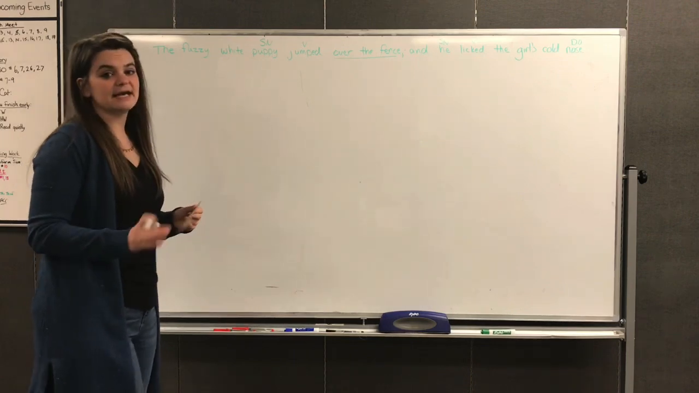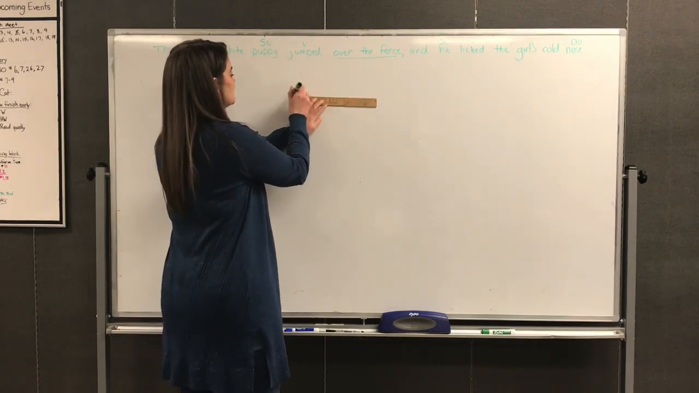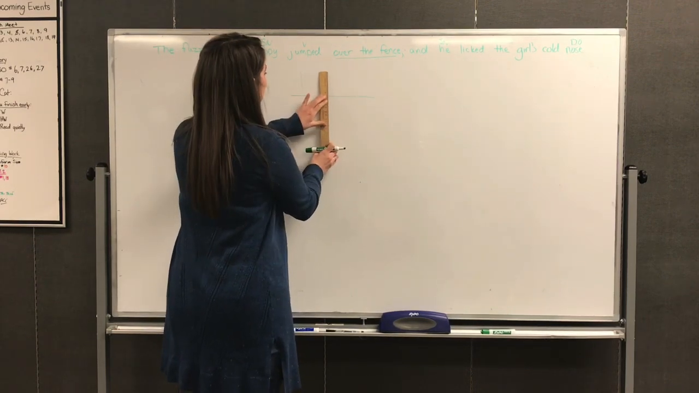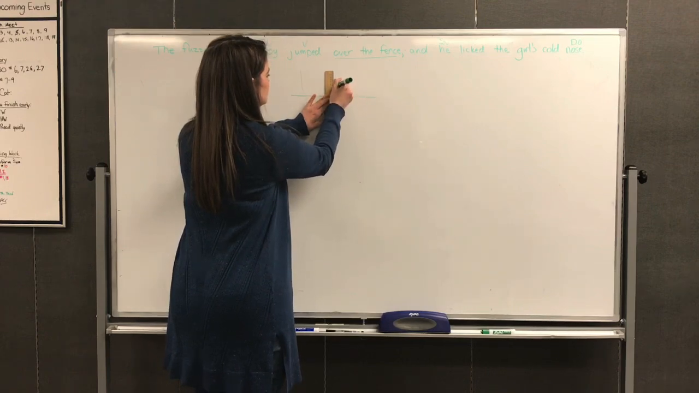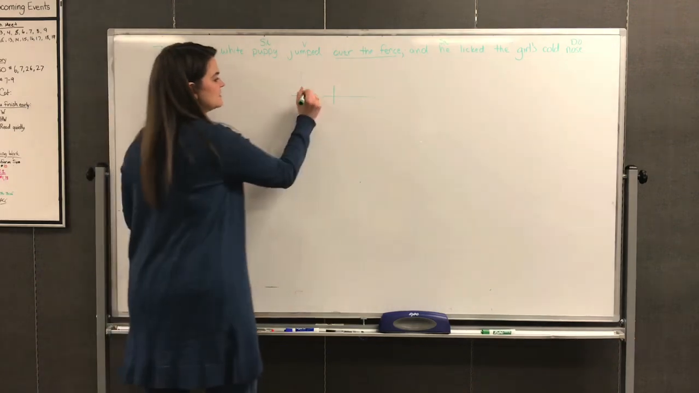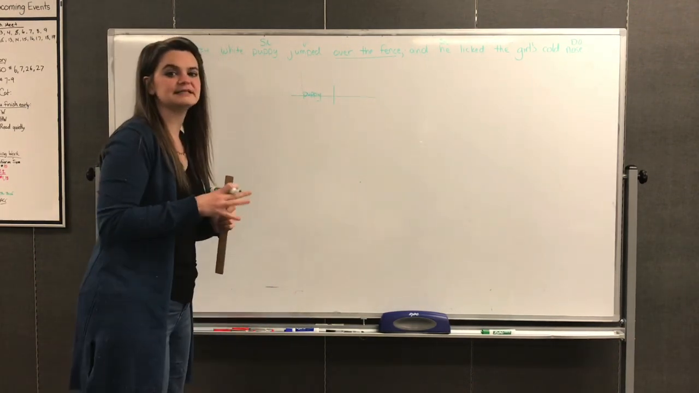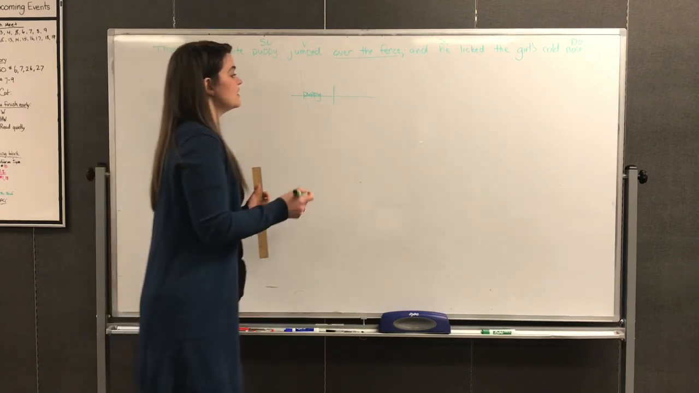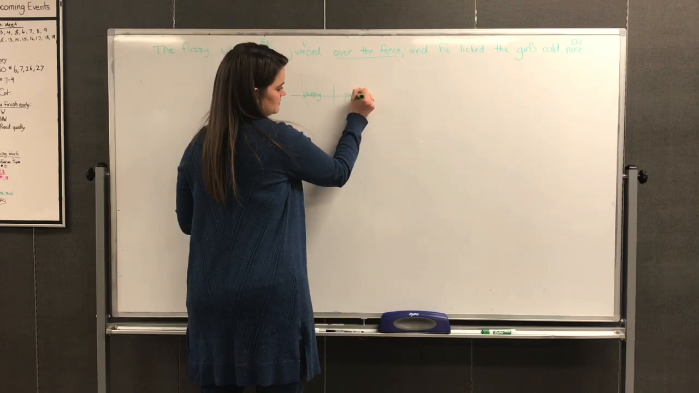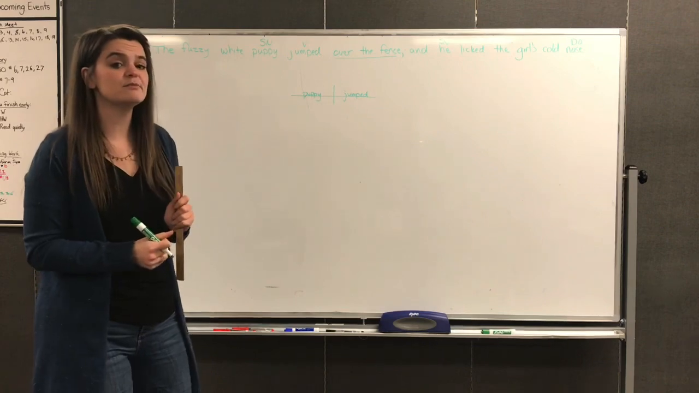The first one we just diagram separately, right? The fuzzy white puppy jumped over the fence. Use our ruler and give it our subject verb line nice and neatly. What jumped over the fence? Puppy. Puppy is the subject of our sentence. It is doing the action of our sentence. What did the puppy do? What's the verb? Jumped is our verb. Everything else in our sentence are modifiers.